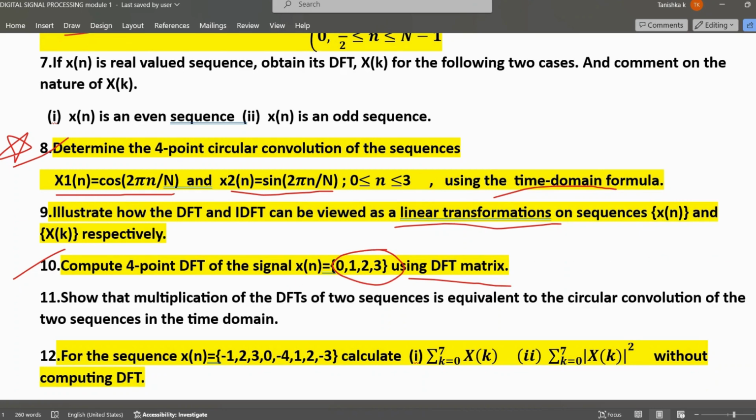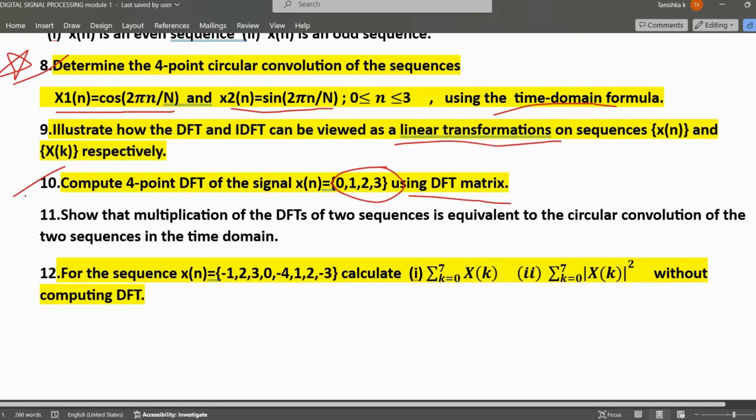They may differ. Okay. Next, the 11th one: show that the multiplication of the DFTs of two sequences is equivalent to the circular convolution of the two sequences in the time domain. Next, the 12th one, the last question: for the sequence x of n equal to -1, 2, 3, 0, -4, 1, 2, -3, calculate the summation from k equal to 0 to 7 of x of k, and second, the summation from k equal to 0 to 7 of mod of x of k whole square, without computing the DFT.